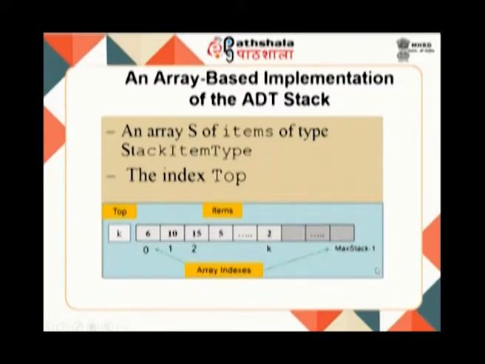That is defined. Depending on the user telling that this is the maximum number of items that is currently going to be used or whatever, we will define it as the size of the stack. These are called array indices. Any array has indices. This is the top. Here the top points to the topmost element, in this case 2, and items is these items. So, this is the array based implementation of an ADT stack.